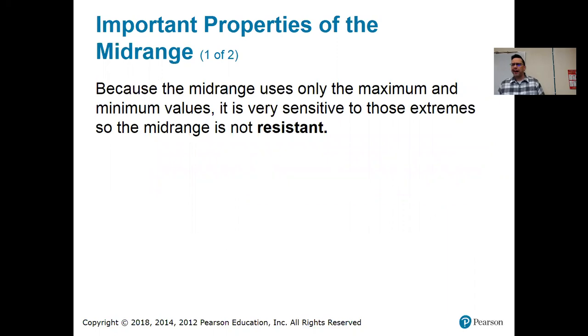The mid-range is not resistant because it uses only the maximum and minimum values. So if you change either the maximum or the minimum value, the mid-range is going to change a lot. So that makes it not resistant.